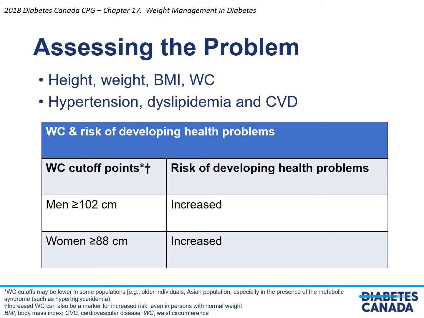When looking at waist circumference, there are cutoffs. For men, a cutoff of greater than 102 centimeters puts an individual at increased risk of developing health problems. For women, the cutoff for waist circumference is greater than 88 centimeters. That puts them at an increased risk.